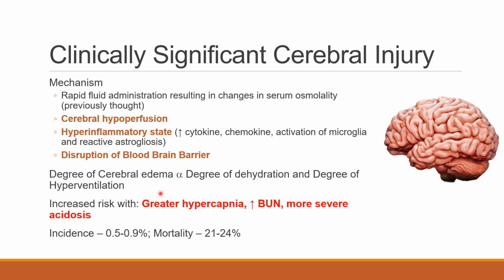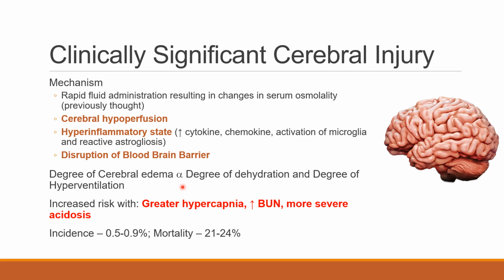So the degree of cerebral edema or clinically significant cerebral injury is directly proportional to the degree of dehydration and the degree of hyperventilation. That means if two patients are there, suppose one patient is having moderate DKA and another patient is having severe DKA, obviously the severe DKA has a 10% deficit and the moderate DKA patient has a 7% deficit. So it has been seen that the more severe the degree of dehydration, there is a higher chance that the degree of cerebral edema will be more severe.